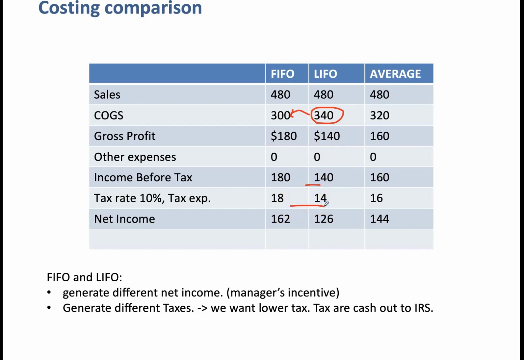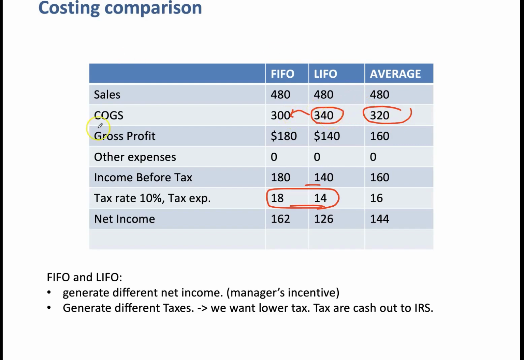Okay? So what's the good thing about lower income tax? It basically means that you save some cash, because when you pay the IRS for the tax, you pay cash. So if I could save some cash today, I could invest that cash in some other projects that make me some more profits. If we are using average cost, you will see the cost of goods sold is basically between the two, of course, because it takes the average of the cheaper and the more expensive inventories. So the average cost method produces the median case of cost of goods sold between FIFO and LIFO.